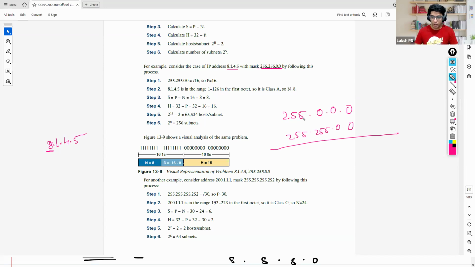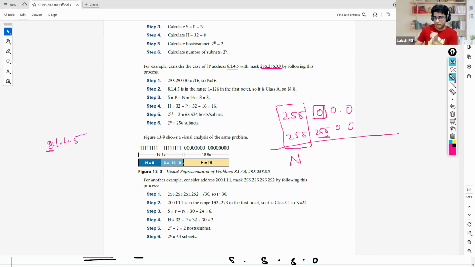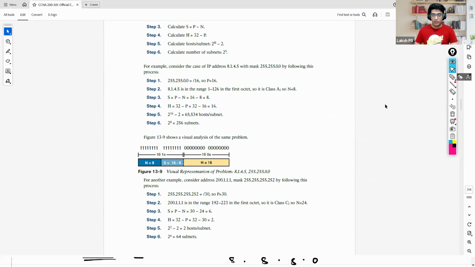So this is anyway your network part, these are your network bits. How many zeros have you converted to make them 1? That is your subnet bits, and the number of subnets is 2 power s. Because we converted 8 subnet bits here, it is 2 power 8. Understood? Got it? Yes, thank you, sir.